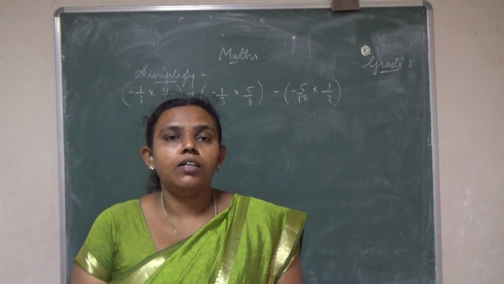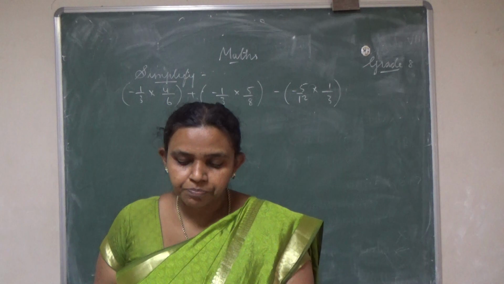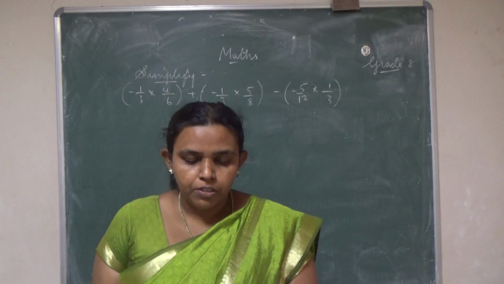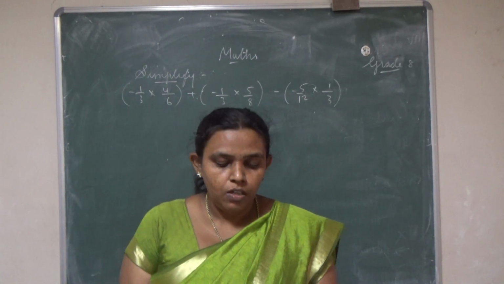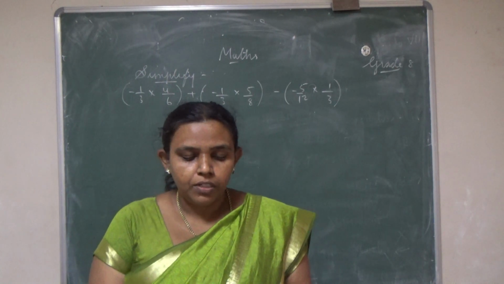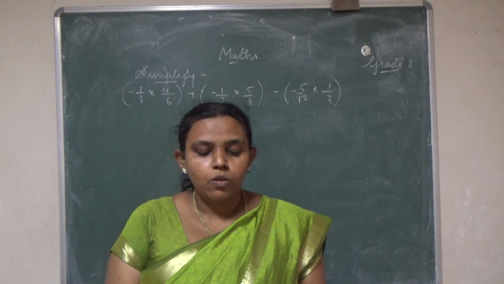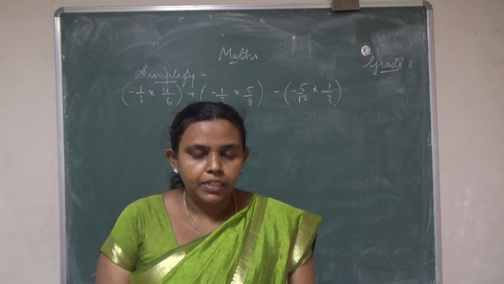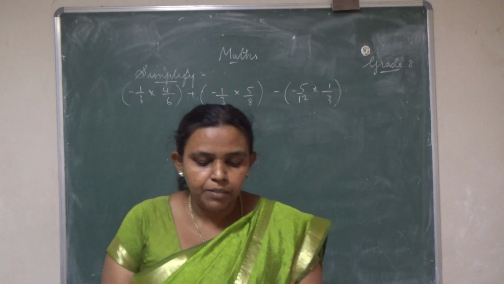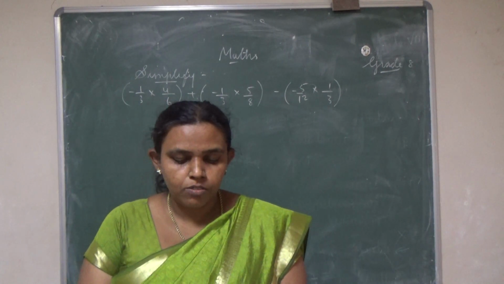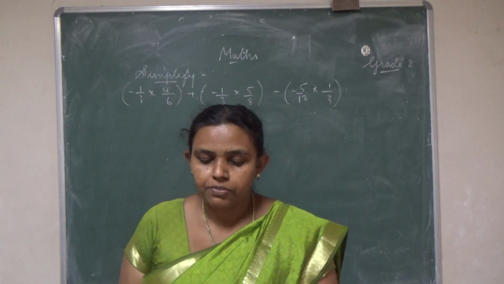So last class, what did we learn? We learned about the distributive property of multiplication over addition and subtraction, is it? So what is that distributive property? A into C by D plus E by F is equal to A by B into C by D plus A by B into E by F, is it?